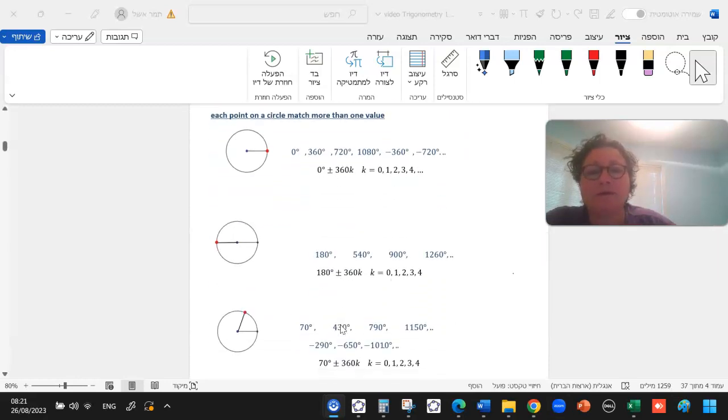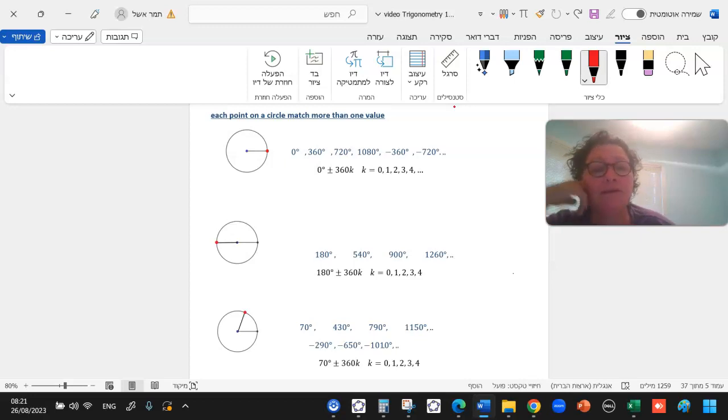Next, we will look at the fact that each point on a circle matches more than one value, because when we make a full rotation, we get to the same point with another value. This point, for example, matches 0 degrees, but when you make another circle, it's 360, and another one, it's 720. Or we could go in the negative direction and get minus 360, minus 720, and so on. We write it as 0 degrees plus 360k, or minus 360k, where k is the number of rotations we make to get to the same point with a value that is increased or decreased by 360 degrees. You can see other examples here.